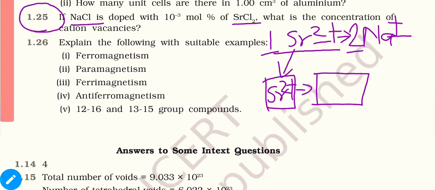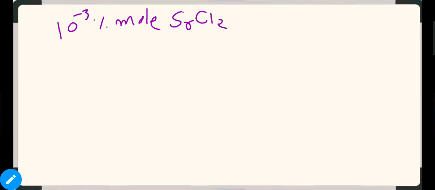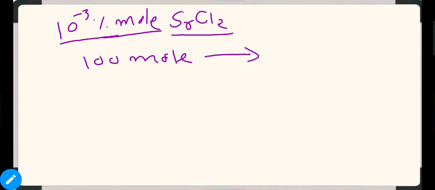That means the number of Sr2 plus inside the NaCl crystal is equal to the number of cation vacancies. Both will be the same. So now let us calculate it. The added impurity is 10 raised to minus 3 mole percent SrCl2. Now 10 raised to minus 3 mole percent represents that if we have a total of 100 moles, then the added quantity of SrCl2 will be 10 raised to minus 3 moles.